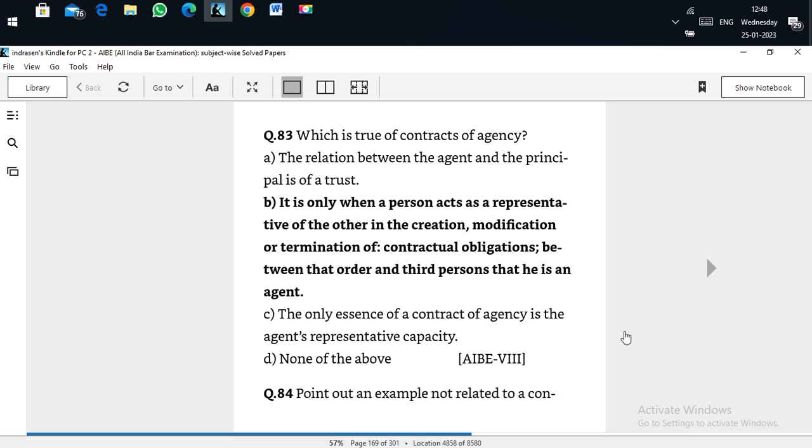Which is true of contracts of agency? It is only when a person acts as a representative of the other in the creation, modification or termination of contractual obligation between the author and the third person that he is an agent.